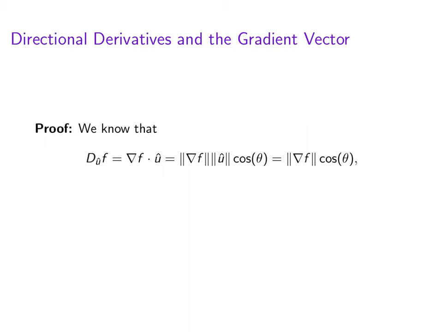Let's prove this. We know that the directional derivative is simply equal to the gradient dotted with the unit vector. Let's go back to our definition of the dot product. That's simply going to be the length of the gradient of f times the length of u times cosine theta. And the length of u is simply 1, so this is just the length of del f cosine theta. Theta is the angle between del f and u.